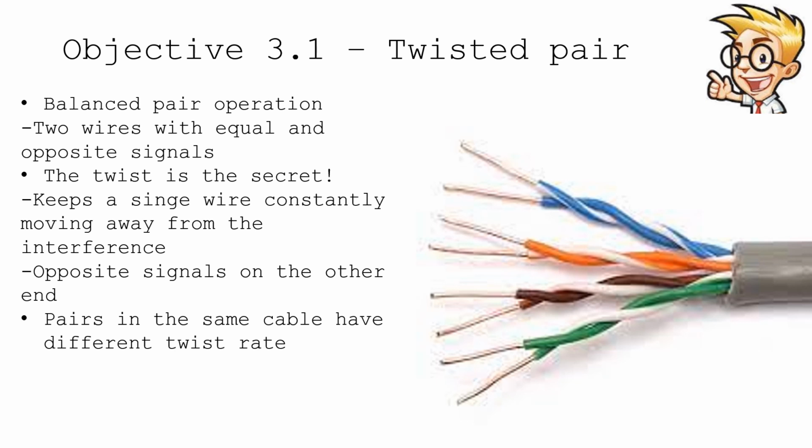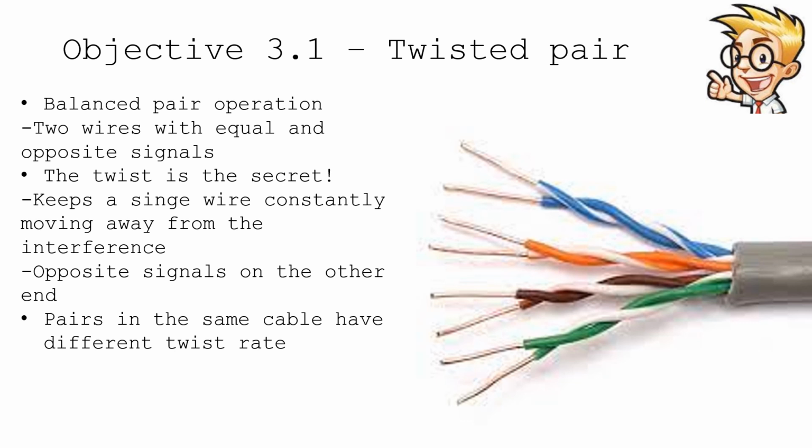These pairs of wires contain equal and opposite signals to each other. Sometimes you'll see these referred to as transmit plus and transmit minus to show you that they're sending opposite signals from each other. We combine this difference in signal with a twisted cable to be able to get this information from one side of the network to the other.